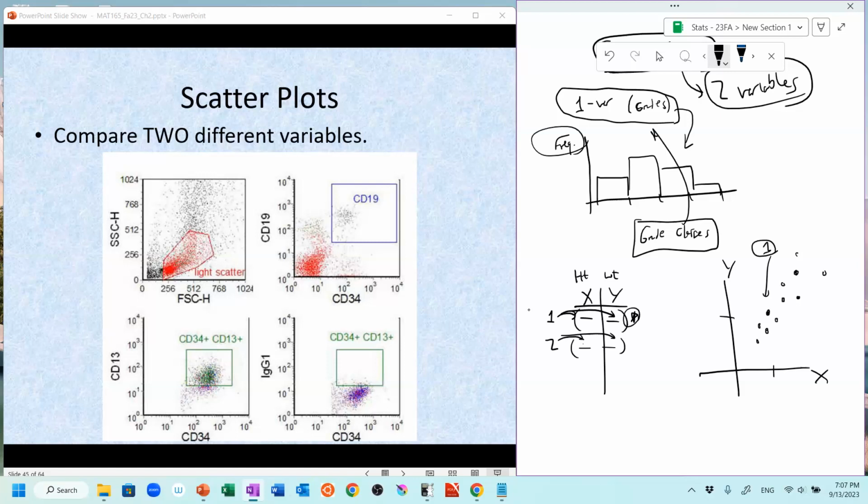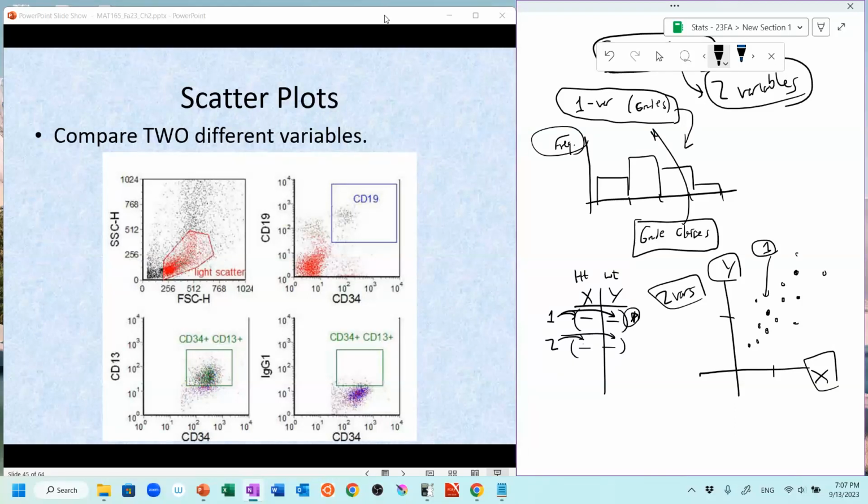So maybe I get something like this as my scatter plot. My scatter plot is inherently comparing two variables. In this case, height and weight, or just any two variables, X and Y. Typically, I'm looking at a scatter plot to try to tease out if there's a relationship between these two variables.